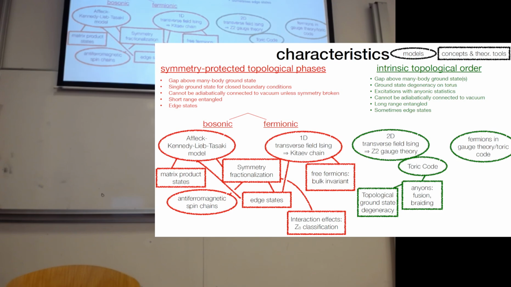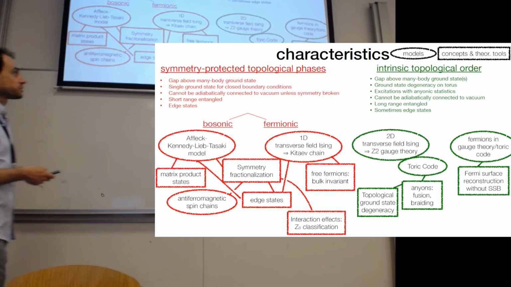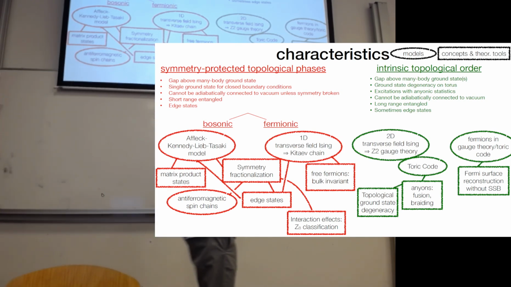We then switched from the plain toric code to fermions coupled to the toric code, or fermions in the gauge theory. In this context, we discussed Fermi surface reconstruction without spontaneous symmetry breaking. So we had an example where we had two different phases of this problem of fermions in the toric code. These two different phases had very different Fermi surfaces at the same filling.